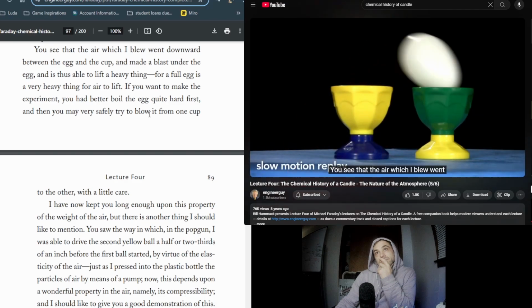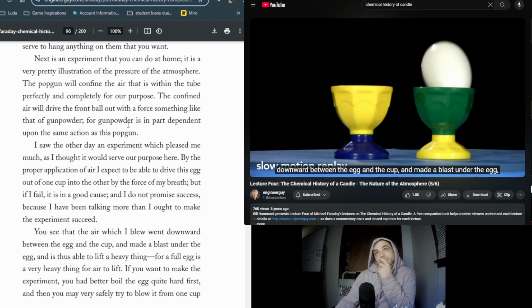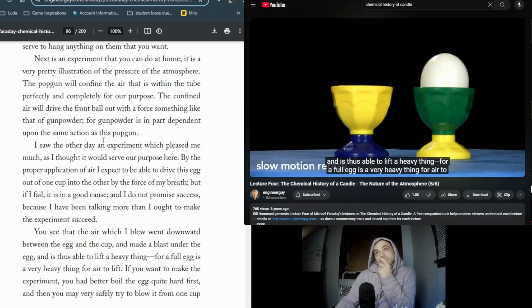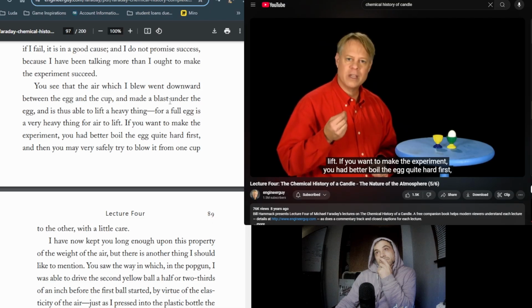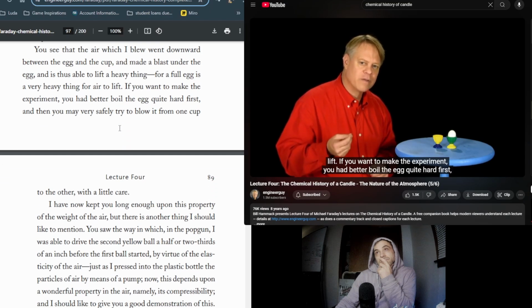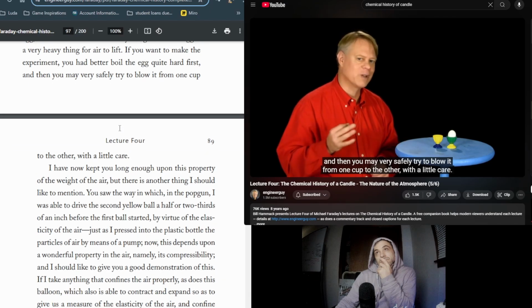You see that the air which I blew went downward between the egg and the cup and made a blast under the egg, and is thus able to lift a heavy thing, for a full egg is a very heavy thing for air to lift. If you want to make the experiment, you'd better boil the egg quite hard first, and then you may very safely try to blow it from one cup to the other with a little care.